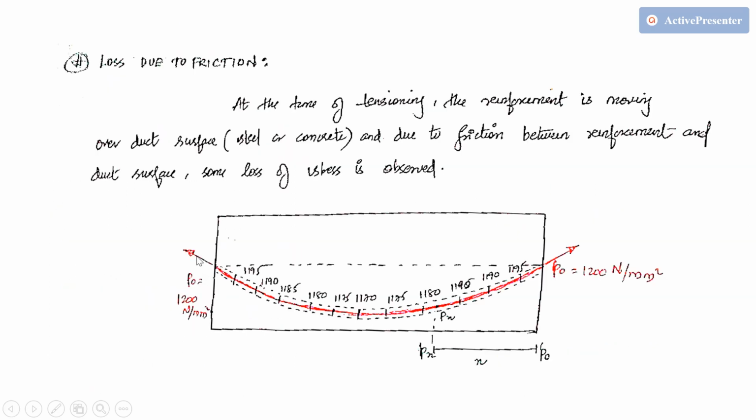And you can see here also, when I am pre-stressing from both the ends, the least pre-stressing force occurs at the mid-edge. But if I am pre-stressing from only one end, then the maximum loss will be occurring at this end, isn't it? Maximum loss will be occurring at this end. So this is pre-stressing loss due to friction.